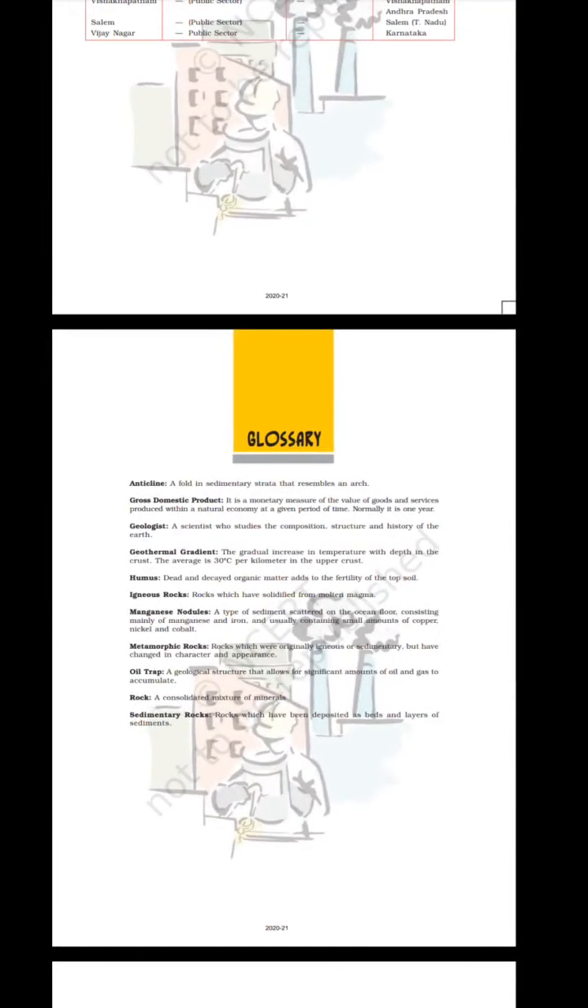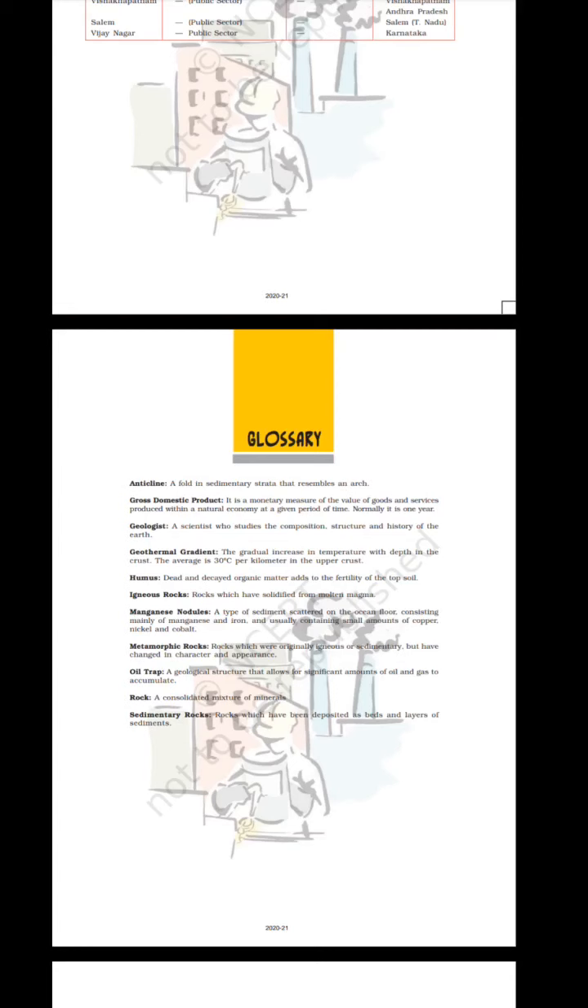Glossary. Anticline, a fold in sedimentary strata that resembles an arch. Gross domestic product, a monetary measurement of the value of goods and services produced within a national economy at a given period of time. Normally, it is 1 year.